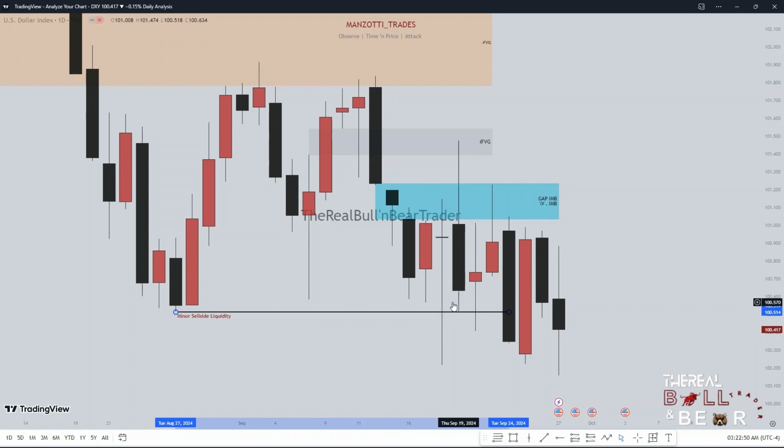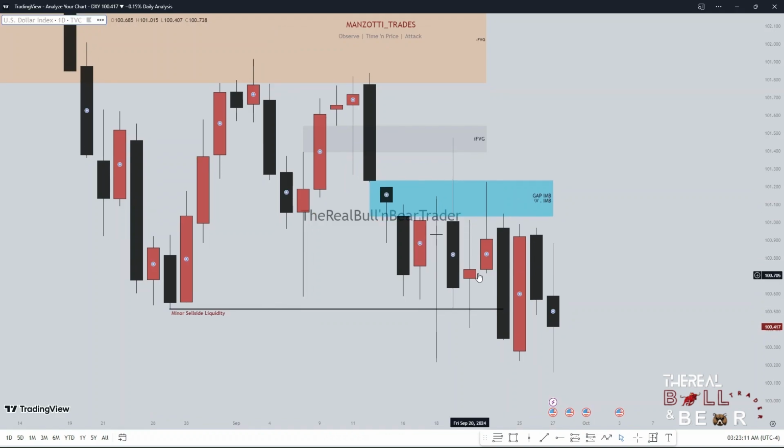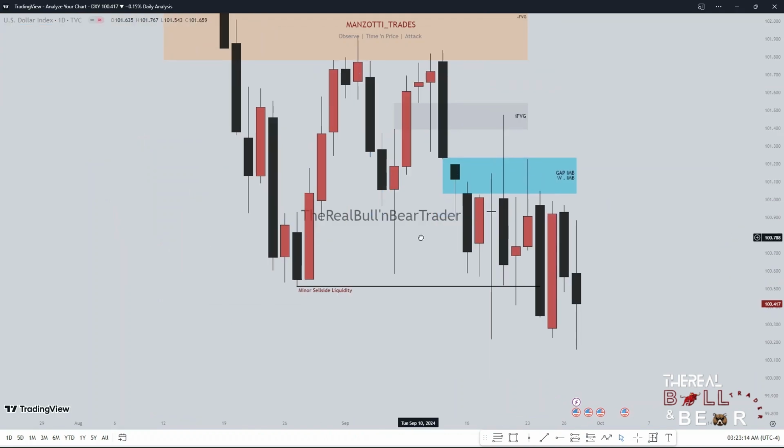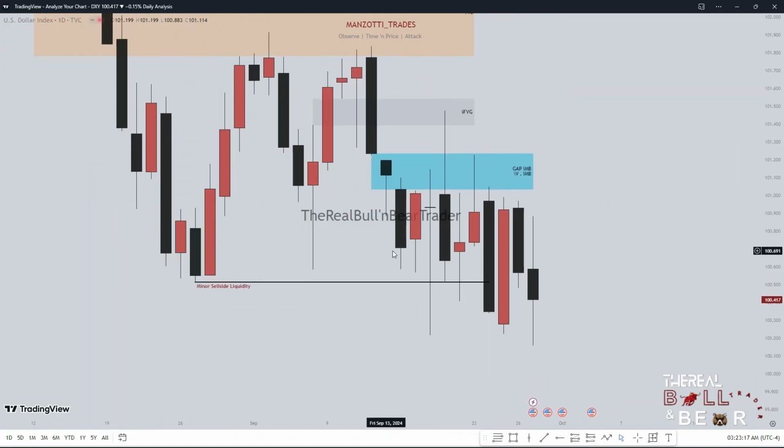Right, so obviously, after taking this liquidity, we should go back to this range. As you can see, this candlestick did try to go up, but failed to break this high here. So we are still bearish. We are still bearish.